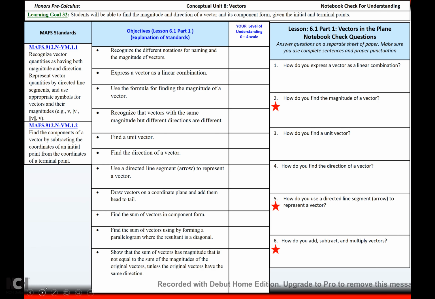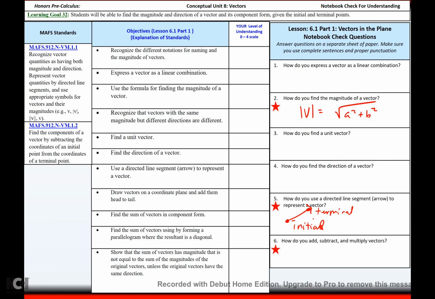Alright, so how do you find the magnitude of a vector? The magnitude of a vector is the square root of a squared plus b squared. How do you use a directed line segment arrow to represent a vector? You put a point on the initial. You put the other point at the terminal. And you put an arrow on the end.